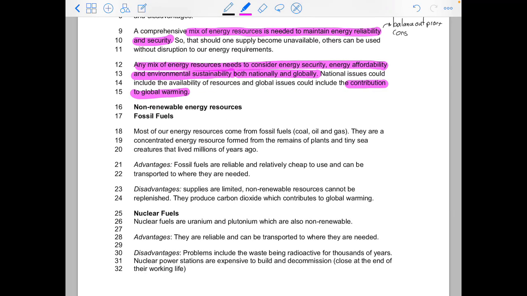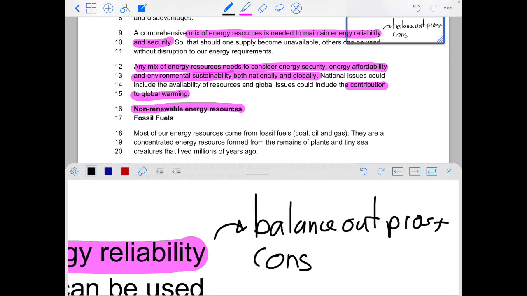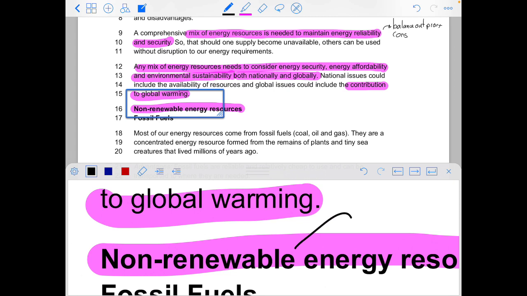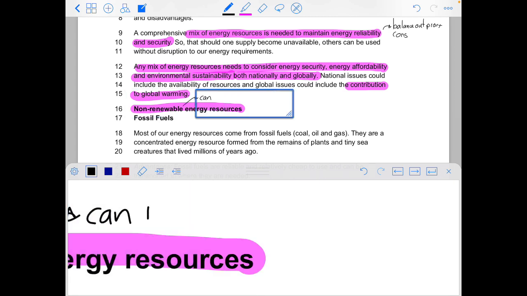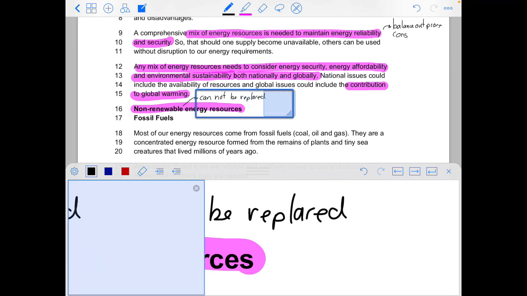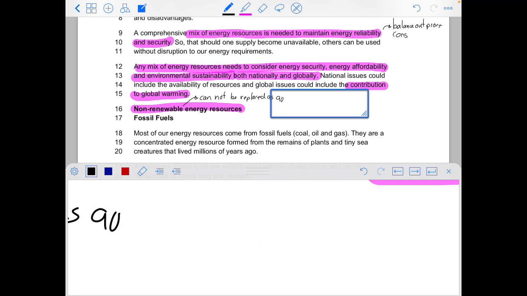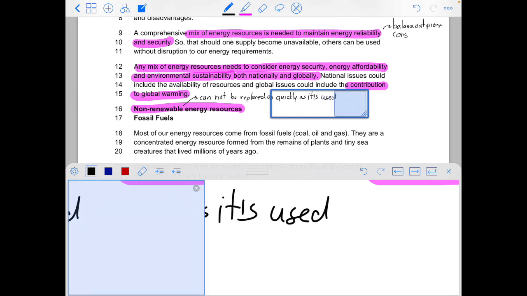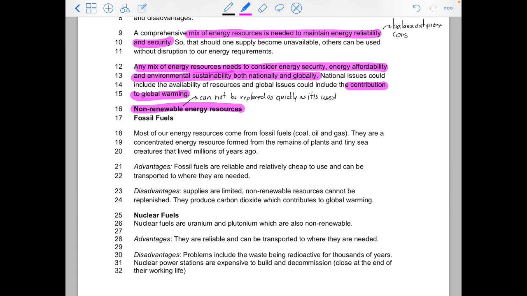So we're going to start with non-renewable energy resources. So non-renewable, if you remember from previous lessons, means cannot be replaced as quickly as it's used. So non-renewable energy resources cannot be replaced as quickly as they're used. So it can take billions of years for fossil fuels and such to be replaced.